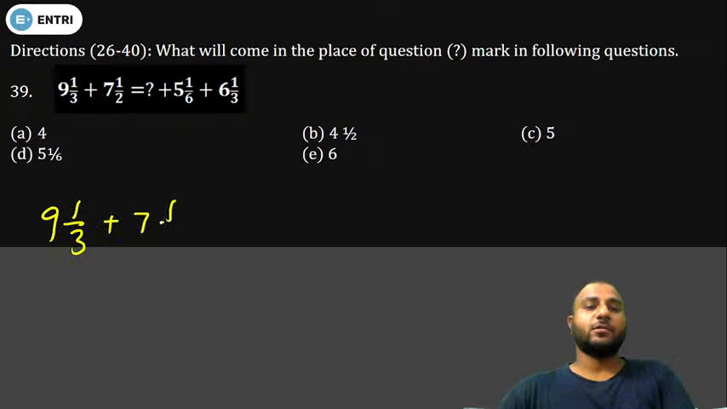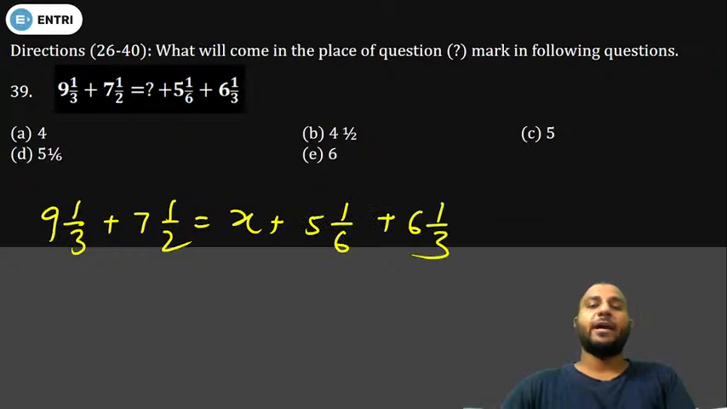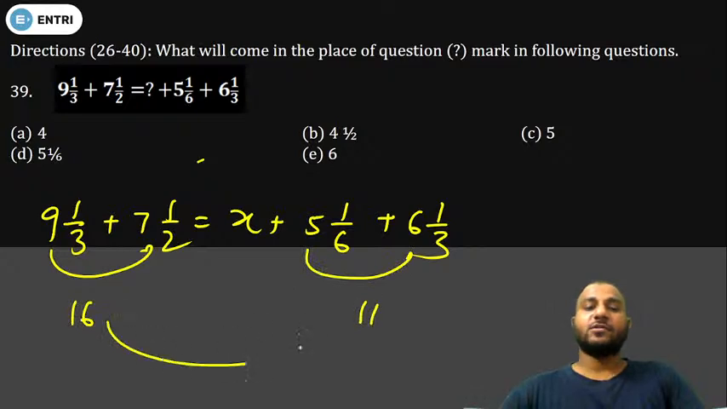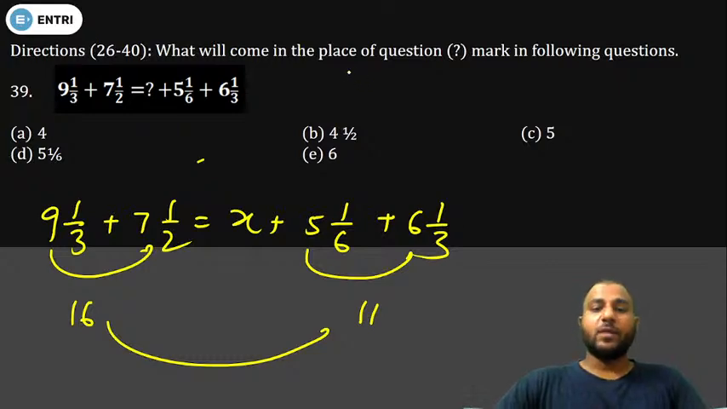Now, here is a different type of question. How are you going to approach this kind of question? Let me give you a complete idea. Look at this. First of all, you have to split these two questions. 9 plus 1 by 3, 7 plus 1 by 2, 5 plus 1 by 6, 6 plus 1 by 3, which means 9 plus 7 is 16, 5 plus 6 is 11. So subtract 11 from 16. It will come as 5.